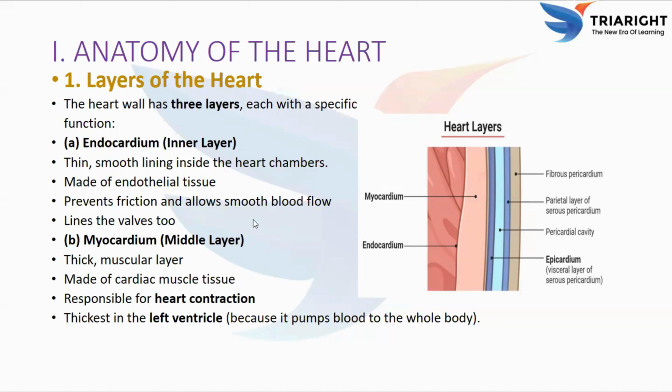Coming to the endocardium, it is shown in the picture as the thin innermost lining, right? Endocardium over here, you can clearly see in the picture. It's a thin smooth lining that covers the inside of the heart chambers. It is made up of endothelial tissue, the same type that lines the blood vessels. This helps the blood flow smoothly without friction.